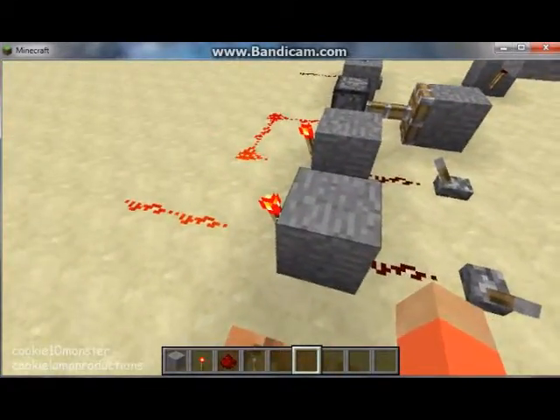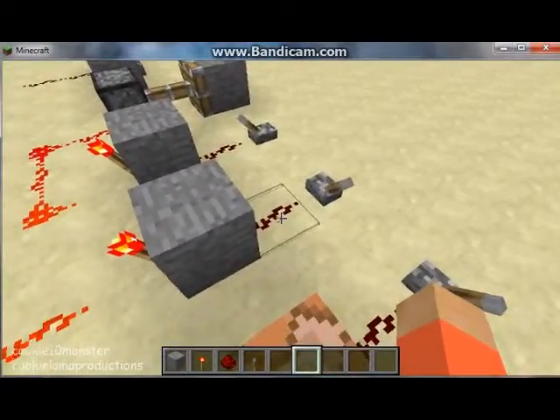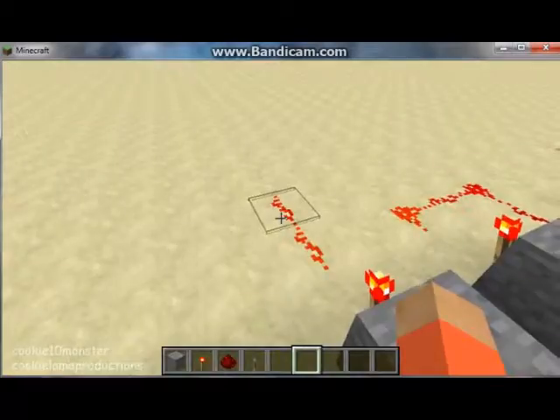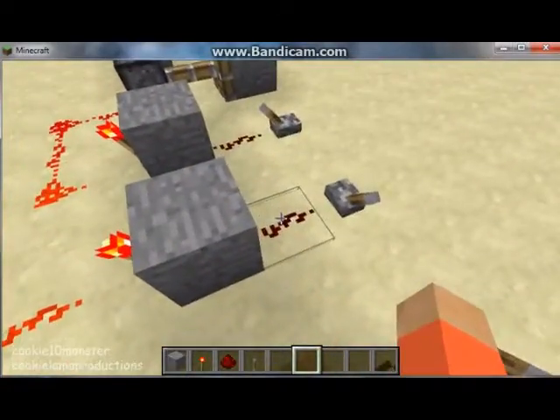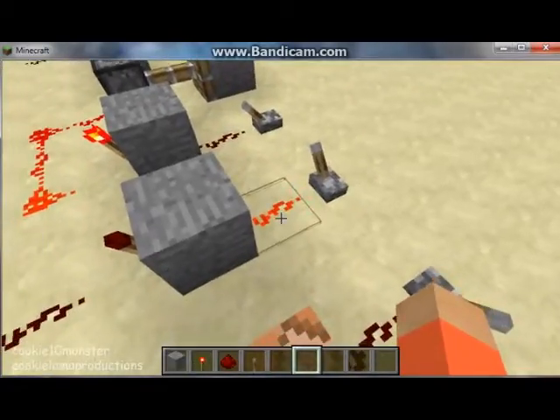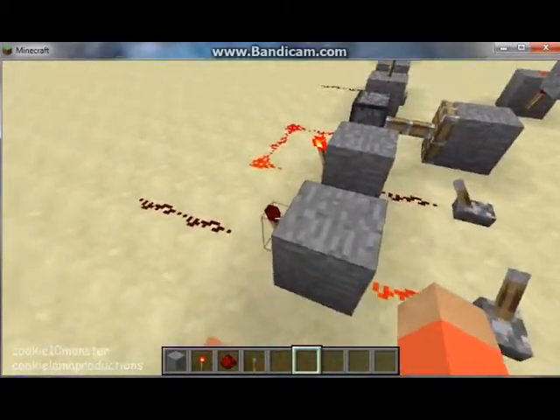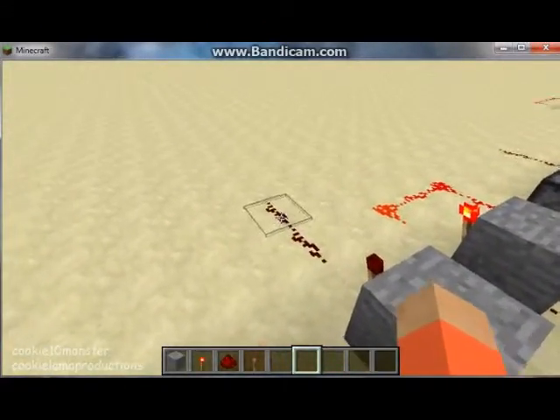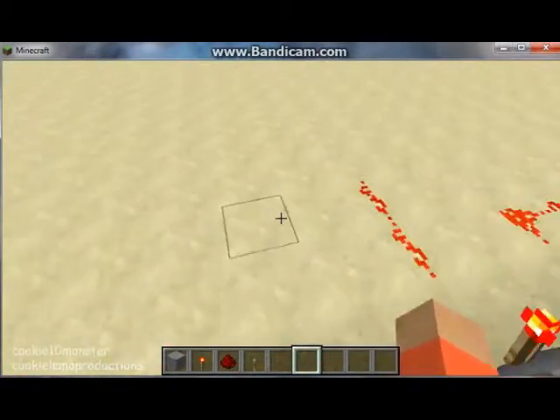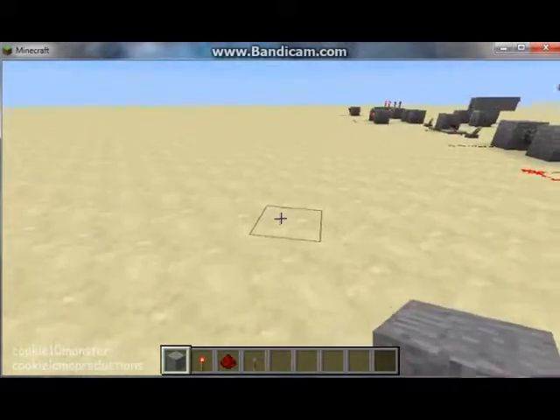Now, this is a simple NOT gate I've constructed. It's fairly simple. The input, which is this, is not what the output is. The output is the opposite of the input. When you hit the lever, put this input on, the torch goes off, which makes the output go off. I know that can seem kind of confusing.